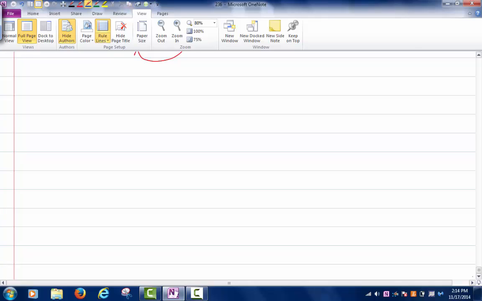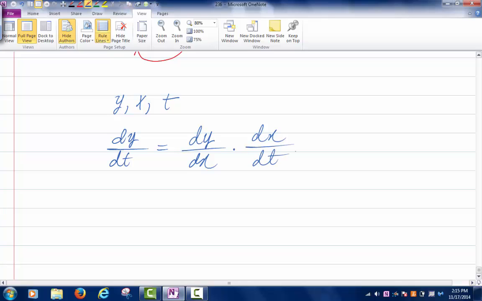Now let's recall the chain rule in a different format, right? So remember that if I have, let's say, three variables, y, x, and t. And let's say x and y are both functions of t, and let's say y is also a function of x. Is that clear? So then, what is the derivative of y with respect to t? By chain rule, I can write the derivative of y with respect to t as the derivative of y with respect to x multiplied by the derivative of x with respect to t. Am I making sense?